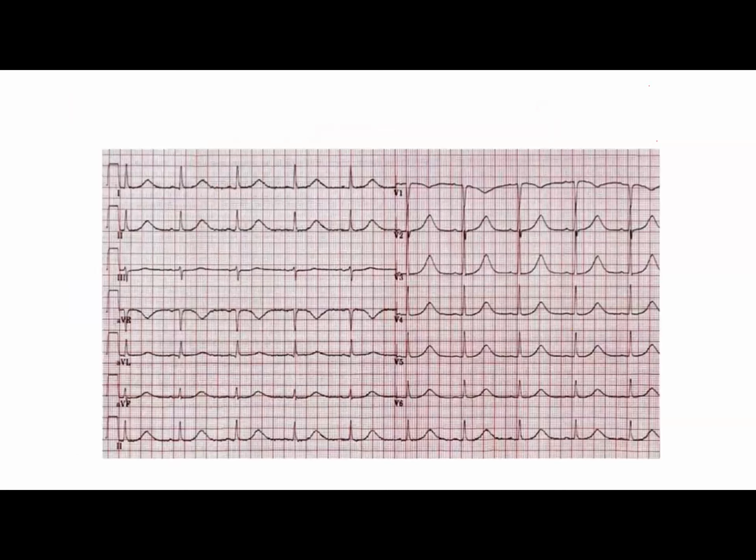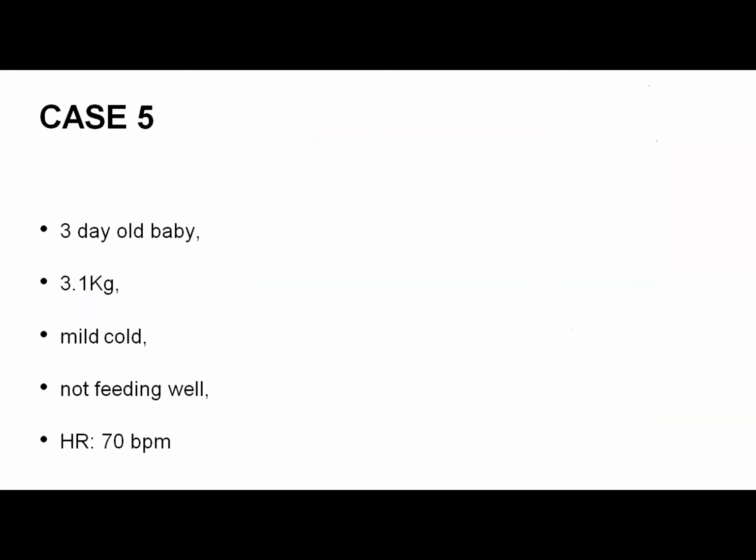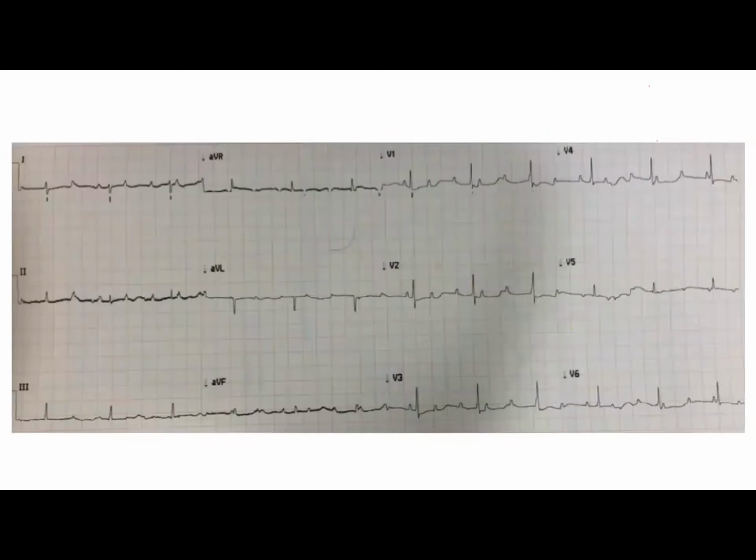So post defibrillation, we see that the rhythm has pivoted to sinus. Coming to the next child, we have a 3-day-old baby who weighs 3 kilos with mild cold, not feeding very well. You notice that the heart rate is quite low, 70 beats per minute, and you get an ECG done on this child. So what does this rhythm look like? Is it a tachyarrhythmia or a bradyarrhythmia? Bradyarrhythmia.